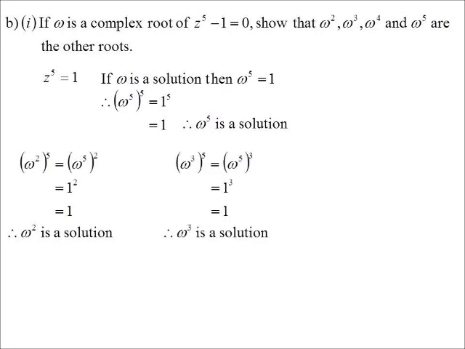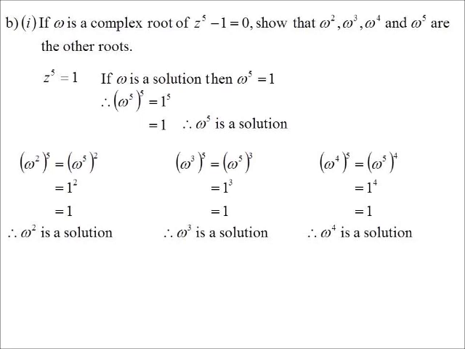I can do the same with the cube. Omega cubed to the power of 5 is the same as omega to the power of 5 cubed. But I know omega to the power of 5 is 1, and 1 cubed is 1. So when I substitute in omega cubed, I get the answer 1. It must be a solution. And exactly the same, playing with the indices, I can show that that's also 1. So it must be a solution as well.